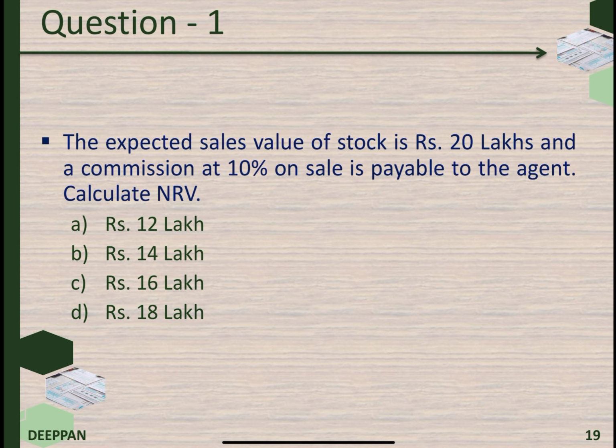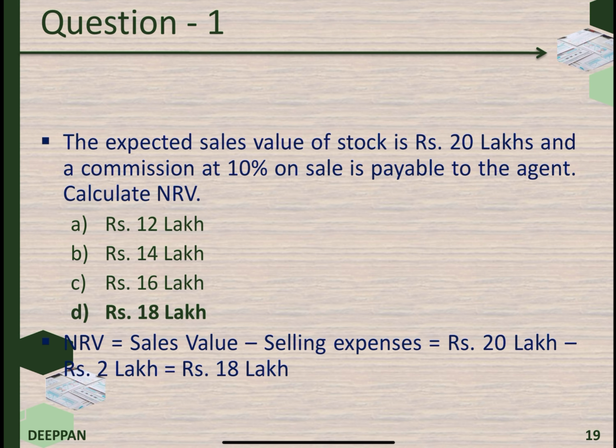Accounting standards. The expected sales value of stock is rupees 20 lakhs and the commission at 10% on sale is payable to the agent. Calculate NRV. 18 lakhs. That is sales value minus selling expenses.